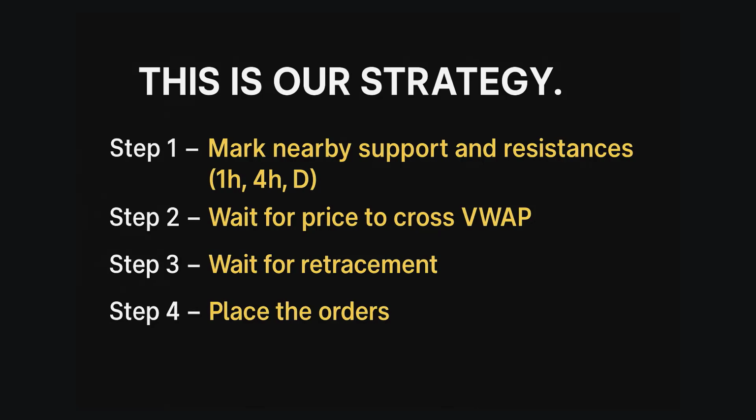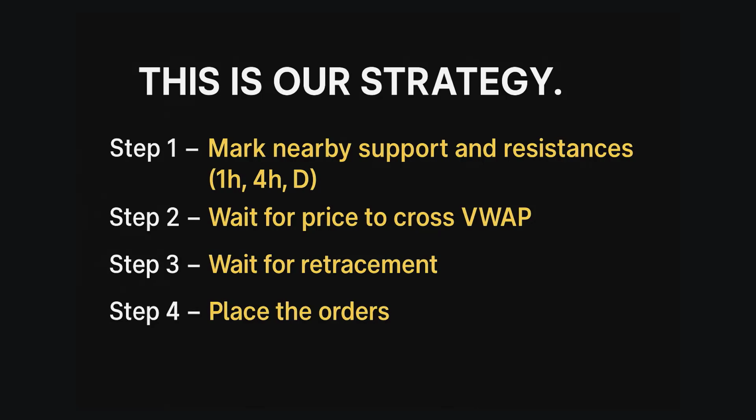Step 2, wait for price to cross VWAP. After the reversal, for a long setup, price moves from below VWAP to above VWAP. For a short setup, price moves from above VWAP to below. Next, wait for price to retrace back toward VWAP. This retracement must be 2 or more candles. More than 2 is even better. If price reaches VWAP, turns back, and starts moving in the original direction, now we can plan our entry.